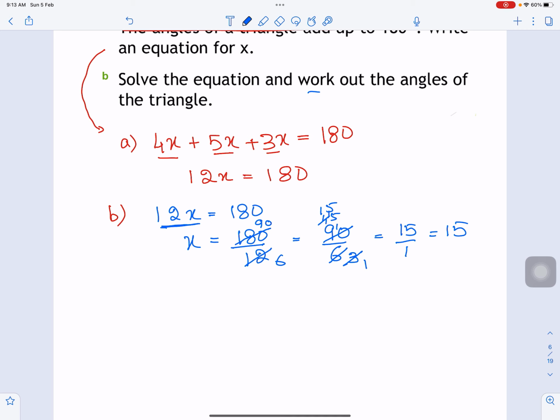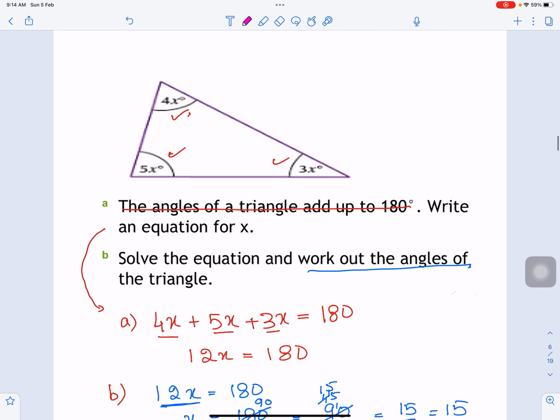The question is saying work out the angles of the triangle. So the angles were what? Let me change the color now. One angle was 4x, so it will be 4 times 15. So 4 times 15 is what? I am sure you know this table at least. It will be 60. So this angle is actually 60 degrees.